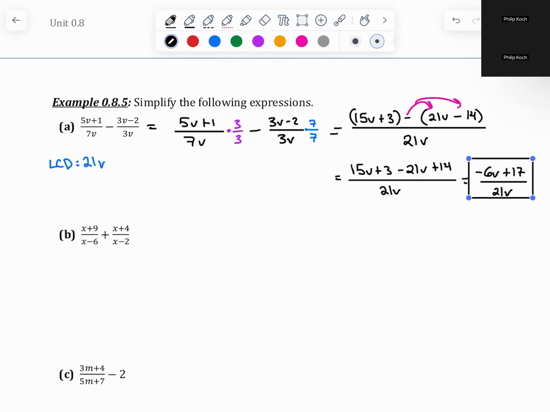Where did you say you skipped? I skipped writing this. The step that I skipped is right here, where I write this as 15v plus 3 over 21v minus 21v minus 14 over 21v. I skipped that step because I already knew, by multiplying by what I did in purple and blue, that I would get 21v as the denominator. It's not wrong to write that additional step. By no means do you need to skip it. It's just practice getting faster with our algebra. So that's what I'm going to typically do in the future. I'm going to skip writing that, okay?